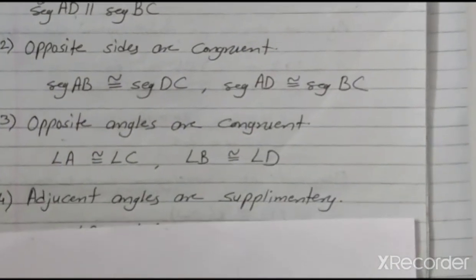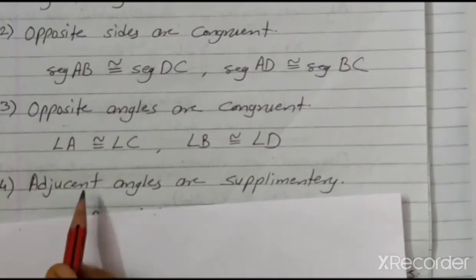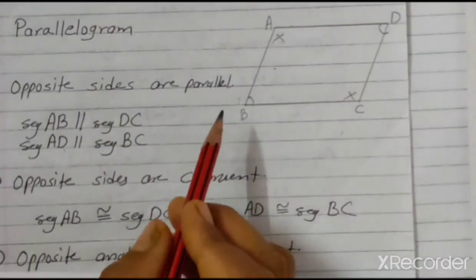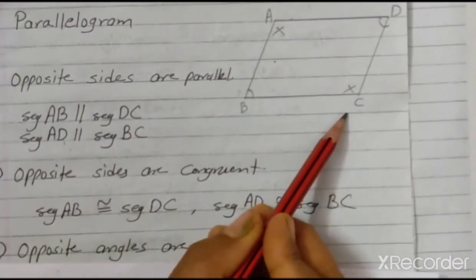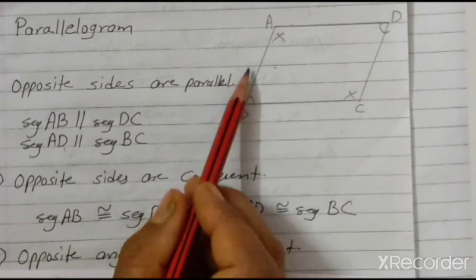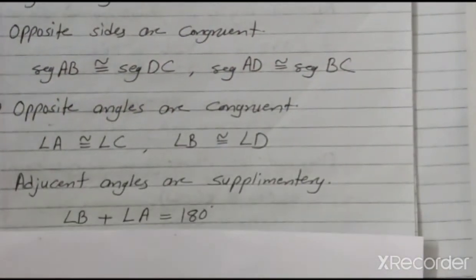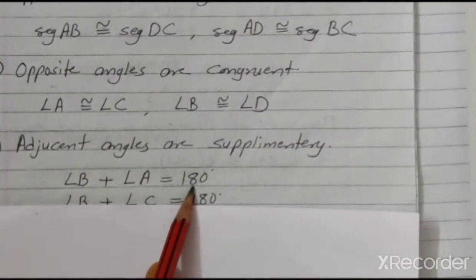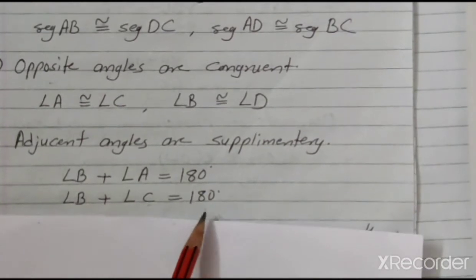Again, next property with its adjacent angles. Adjacent angles are supplementary. Suppose here I am taking angle B. So there are two adjacent angles A and C. So you can take any one. So here I take both angles. Angle B plus A is equal to 180. Otherwise angle B plus angle C is also 180.